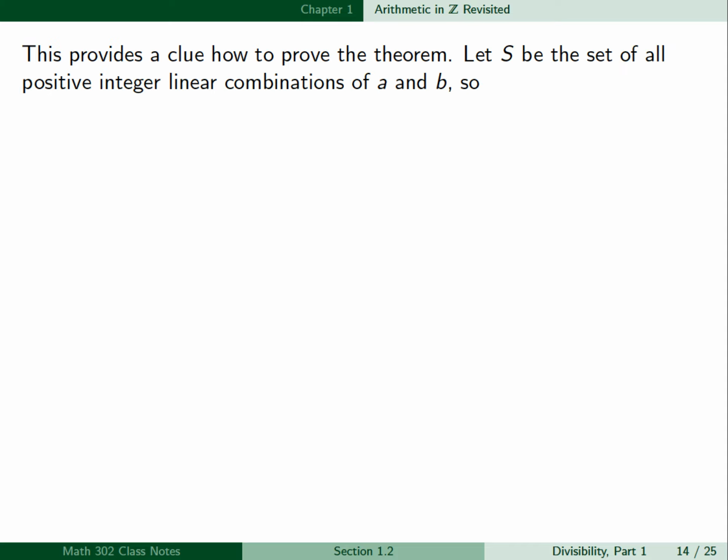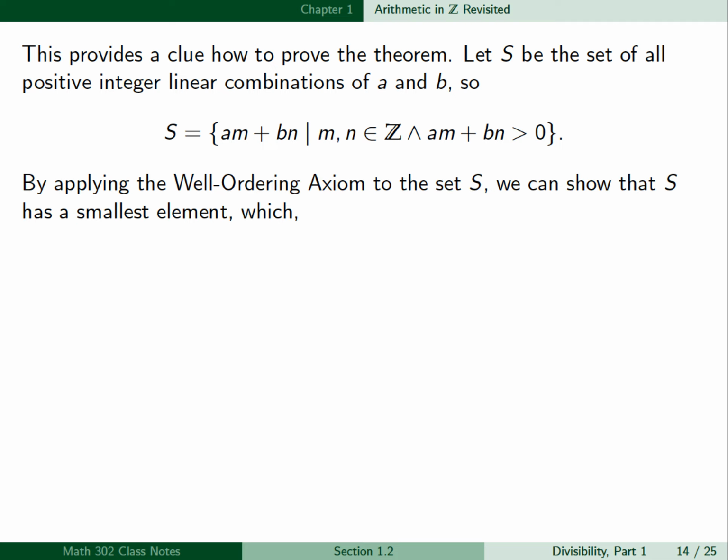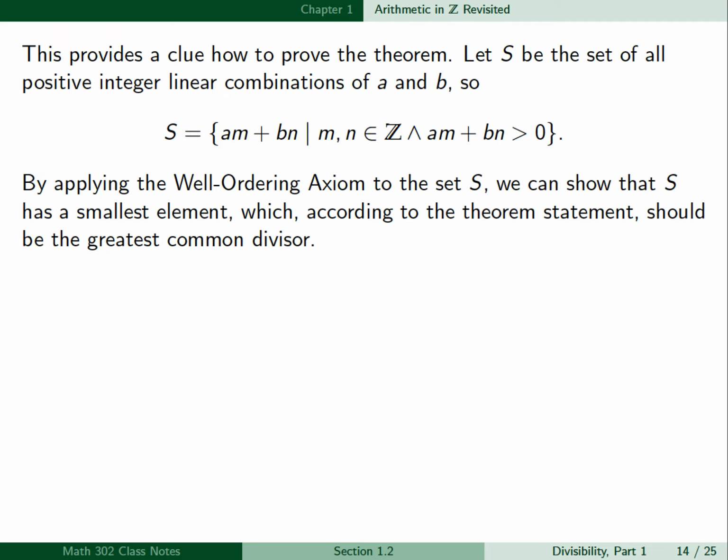Let's let S be the set of all positive integer linear combinations of a and b. So S will be the set of all things that look like am plus bn, where m and n are both integers, and am plus bn is strictly positive. So this is the set of all positive integer linear combinations of a and b. Now by applying the well-ordering axiom to the set S, we can show that S has a smallest element, which according to the theorem statement should be the greatest common divisor.